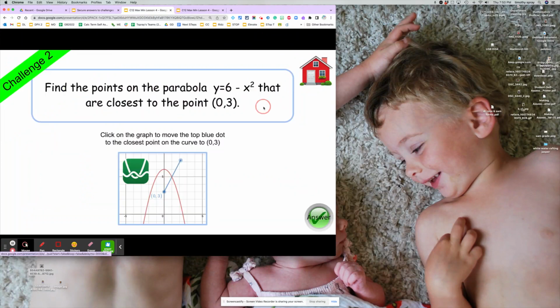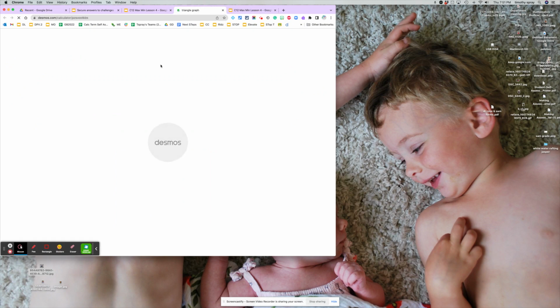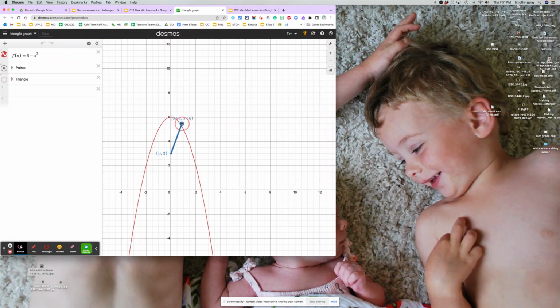Okay, so let's go. First things first, let's make sure we understand the problem. Click on the graph to show the top blue dot. Basically we're trying to figure out how we can get that blue dot as close as possible to the other blue dot. In other words, make this line the shortest. I encourage you to click on all the Desmos links in our slides. Basically what we're trying to do is find out when that line's shortest. To me, it looks like somewhere around there or somewhere over there, so I'm expecting to have two answers here.